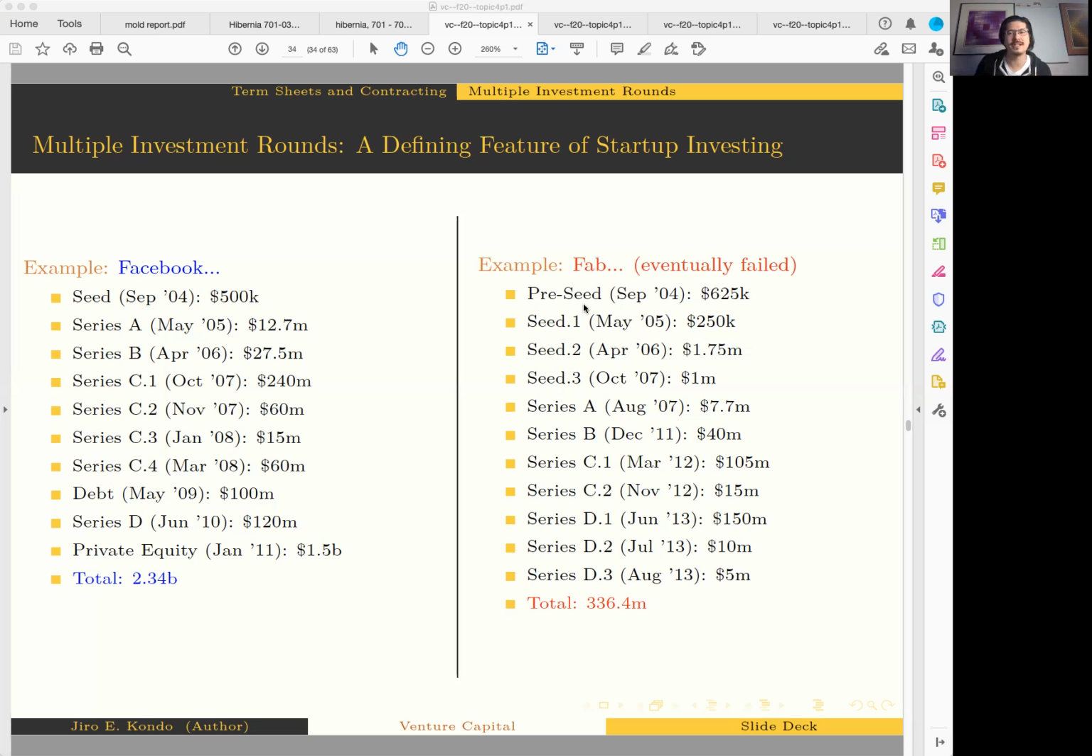But my point with this slide is, we want to be comfortable with multiple rounds of funding, because guess what? There can be hella multiple rounds of funding. Uber had like 18 rounds of funding. 18. They almost ran out of the alphabet.